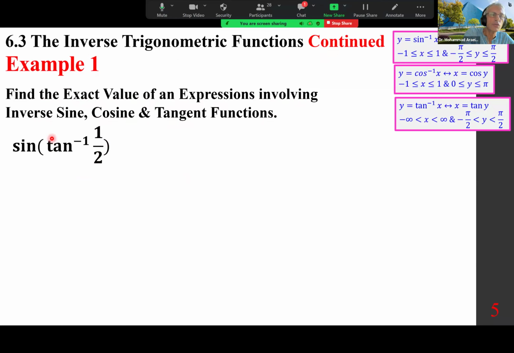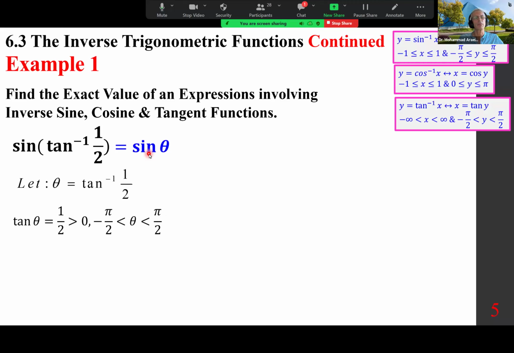Please understand this represents an arc or an angle, theta, for example. So what are we looking for? We are looking for sine theta. If theta is tan inverse of 1/2, you want sine of that. Now, we can use two methods: the circles or the identities. Tan theta is 1/2, and theta is between negative pi over 2 and pi over 2, which is in the right domain and range as expected.